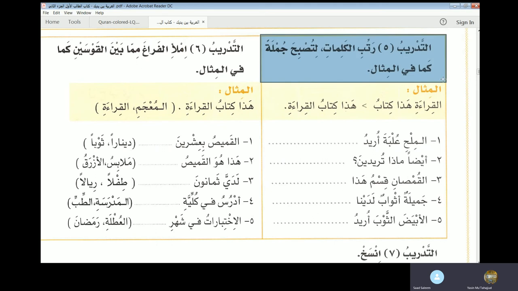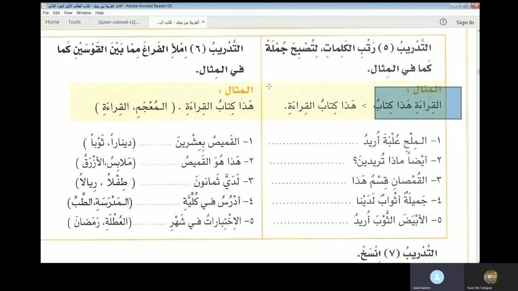Okay, at-tadrib al-khamis. Rattib al-kalimat litusbiha jumla kama fil mithal. That's arrange words so that they become a sentence, like an example. We have arranged these words and it becomes a sentence. Haza kitabul qirati. Okay. Now arrange these.